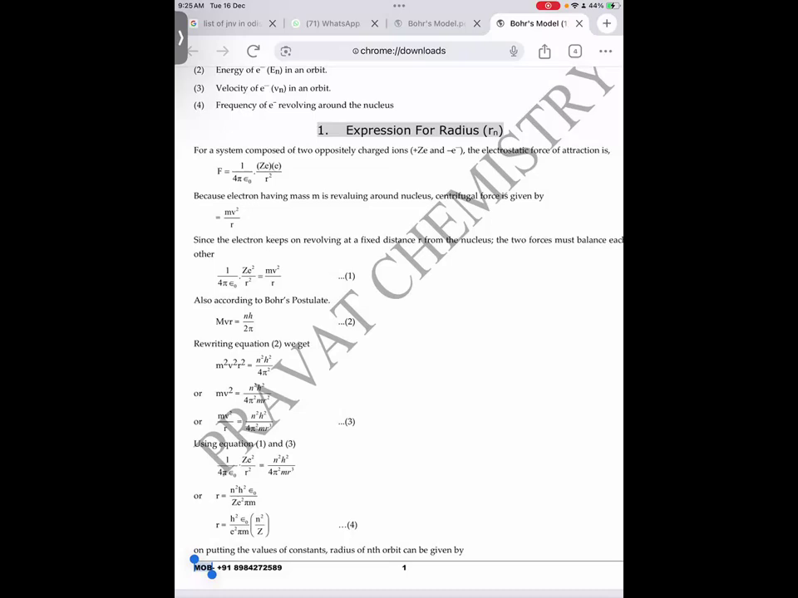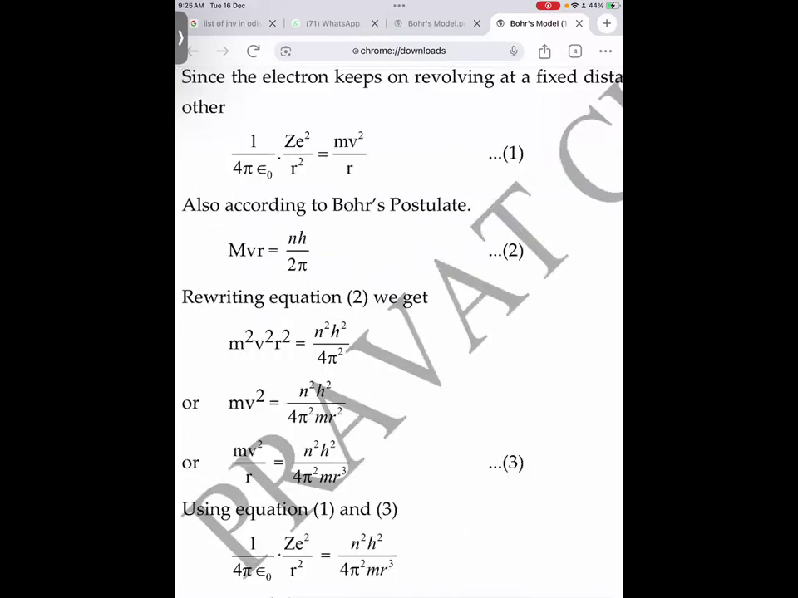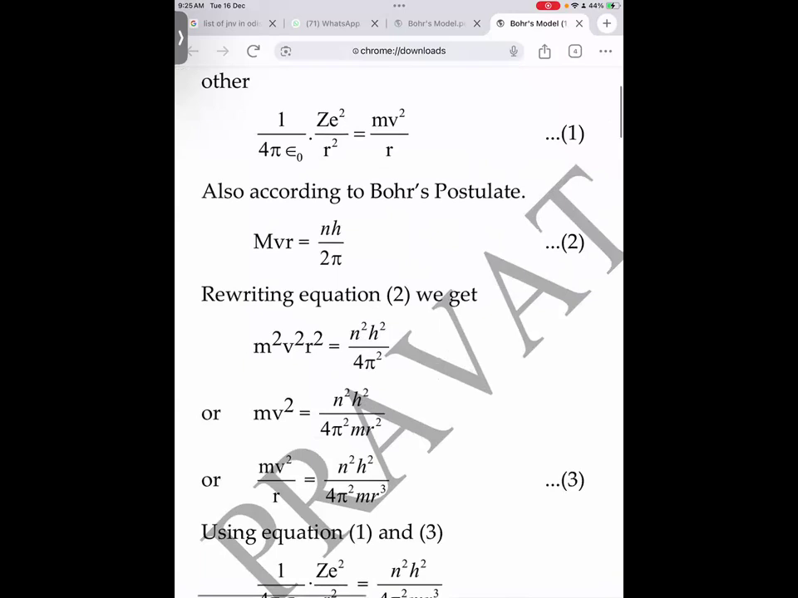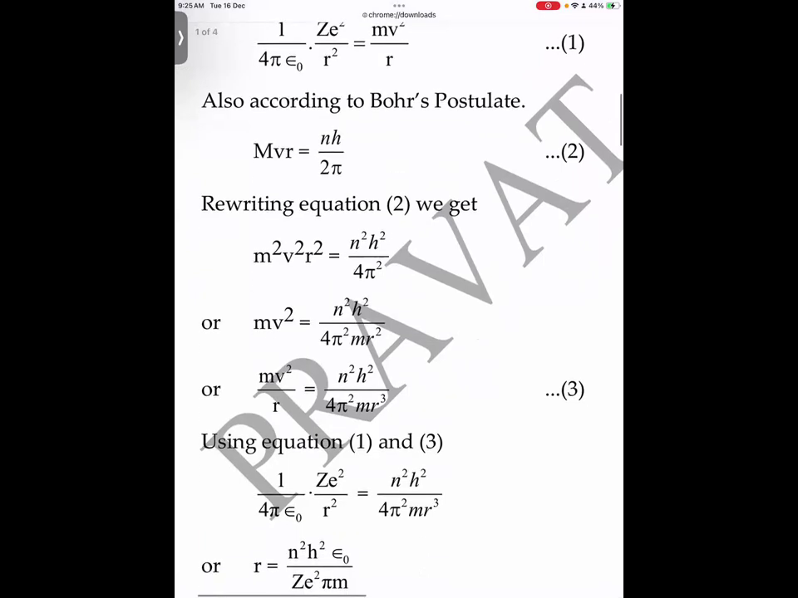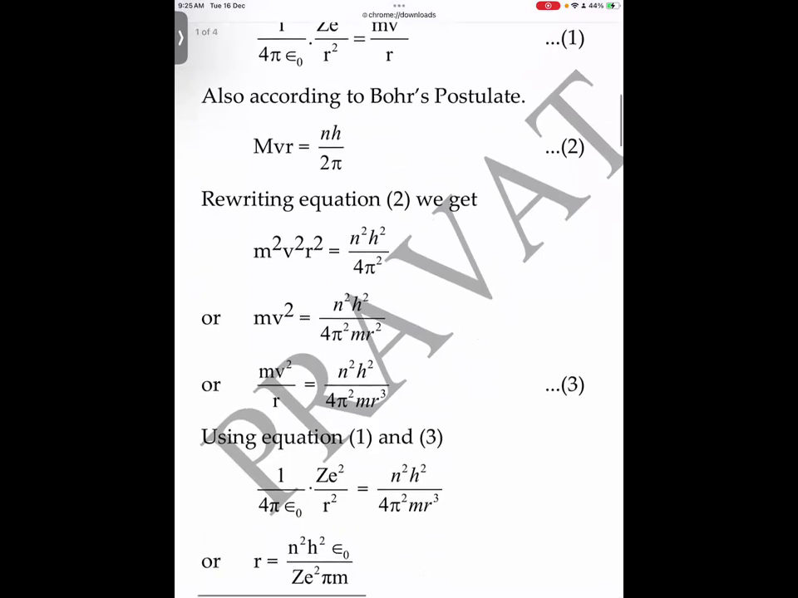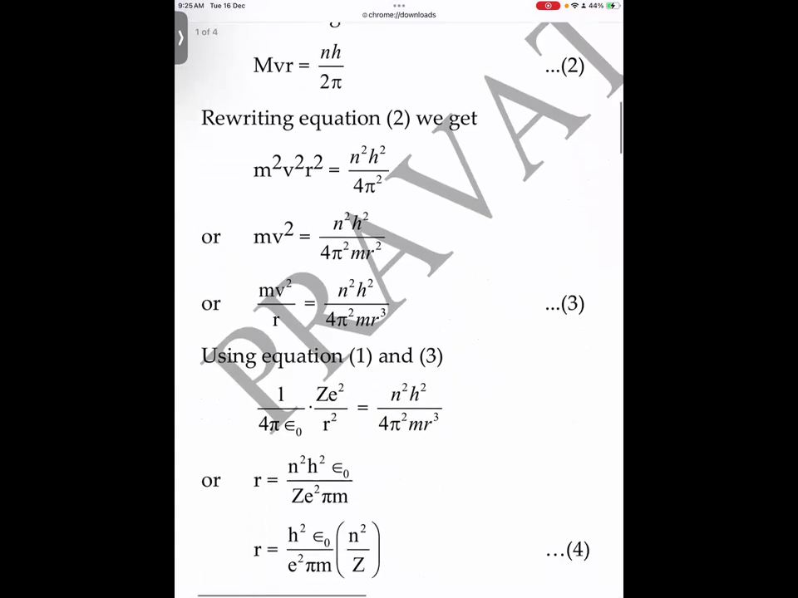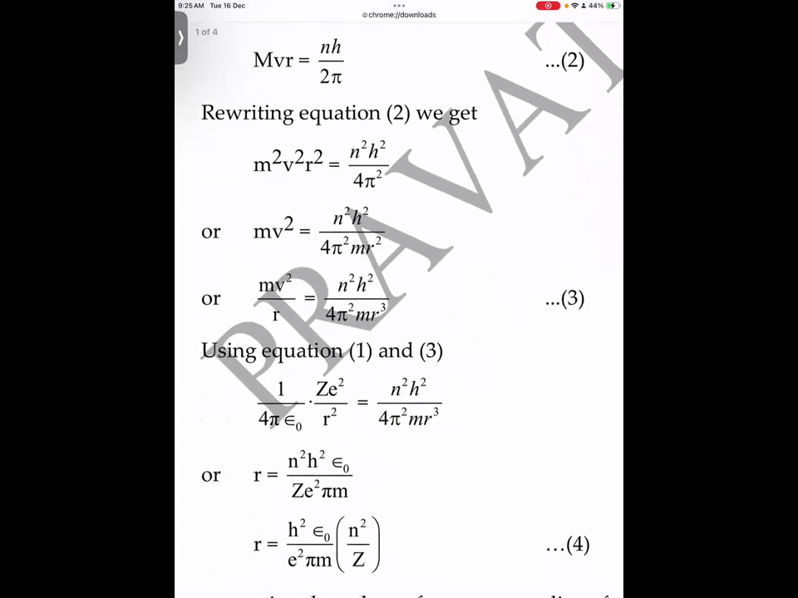mv square equal to n square h square divided by 4 pi square m into r square, or mv square by r equal to n square h square by 4 pi square m r cube. So the equation we will equate, then 1 by 4 pi epsilon naught z e square by r square equal to n square h square by 4 pi square m into r cube.